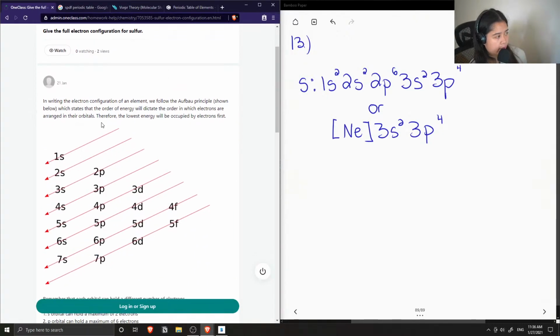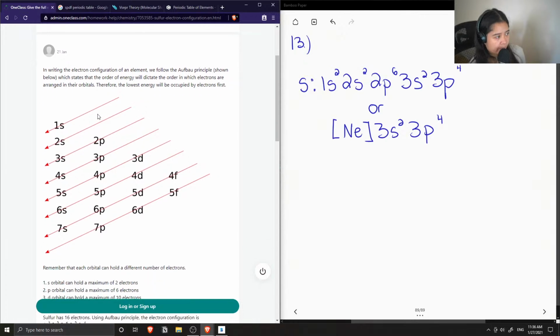Okay, so the junior tutor said that in writing the electron configuration of an element, we follow the Aufbau principle shown below, which states that the order of energy will dictate the order in which electrons are arranged in their orbitals. Therefore, the lowest energy will be occupied by electrons first. This is a simple way that we can also figure out the order of the electron configuration.